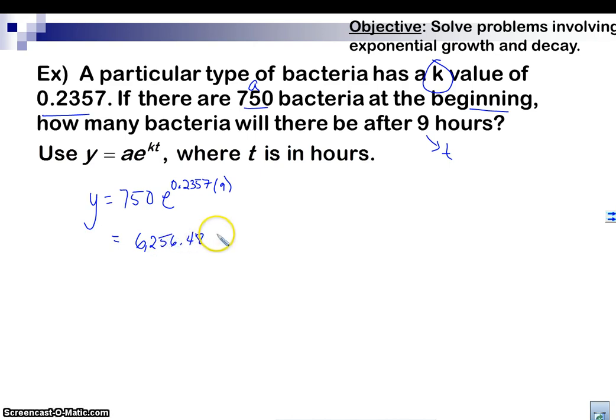And we are going to get 6,256.48 bacteria. That's a lot of bacteria, guys. Bacteria multiplies like crazy. Make sure you go to the doctor if you have bacteria.